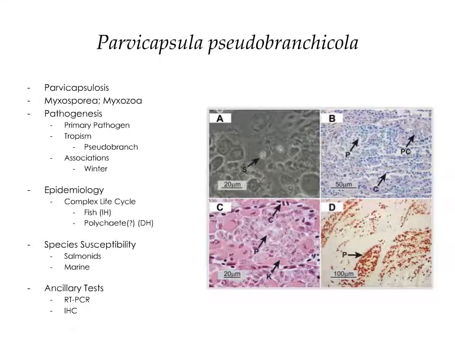Parvicapsula pseudobranchiola is the agent responsible for parvicapsulosis. This is a myxosporian of the subphylum Myxozoa. It's a primary pathogen with a tropism for the pseudobranch. Outbreaks typically occur in the winter.